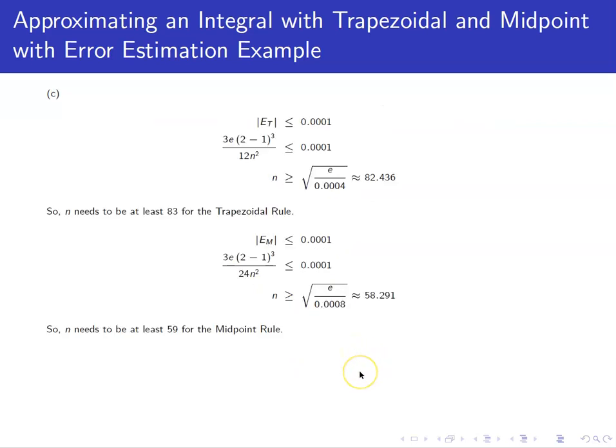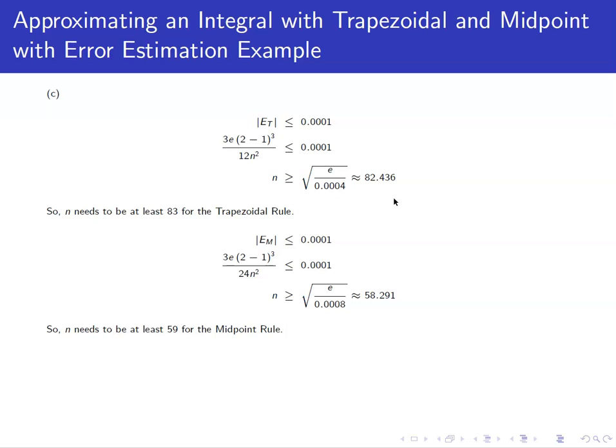If we're looking to bound the error by a specific value, we use the same formulas. We just need to figure out how large n needs to be in order to be able to do that. So for part C, we're asked to try to bound the error to within 0.0001. So again, we set the error formula for the trapezoidal rule less than or equal to that particular value, because if that upper bound is less than 0.0001, so is the error. If we rearrange this equation to solve for n, we get n needs to be bigger than or equal to something a little more than 82.